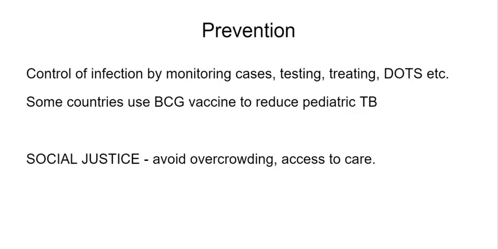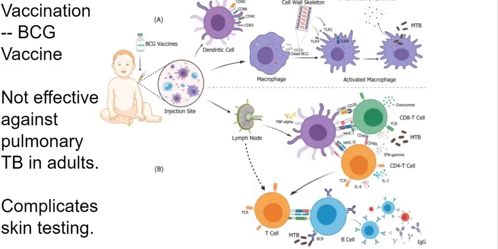Other ways or things to think about in terms of prevention is that this is a social justice issue. So you will see a lot of TB where you have overcrowding and lack of access to care. So in a lot of prisons, for example, TB is a terrible problem. All of this could be dealt with, with more social equity and more access to care. So it's something to think about too.